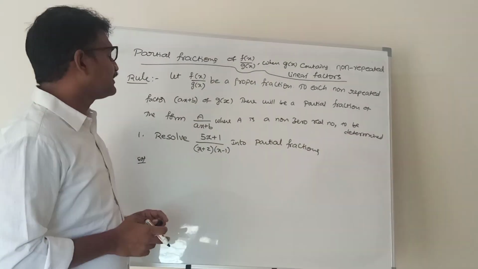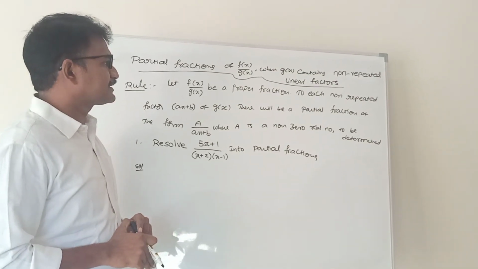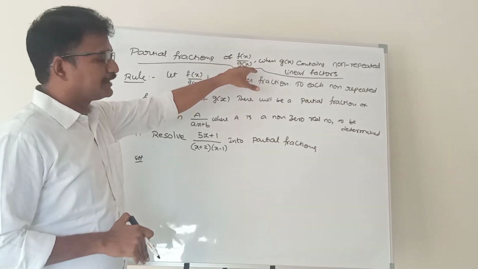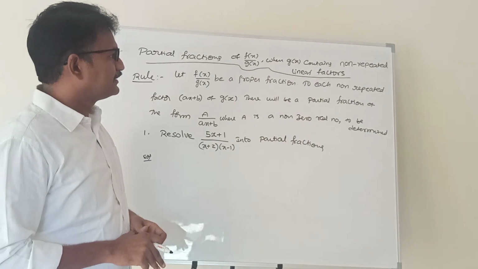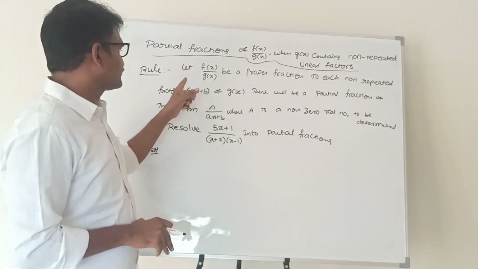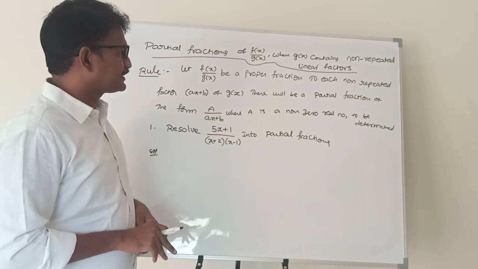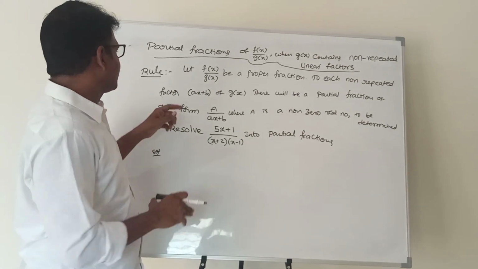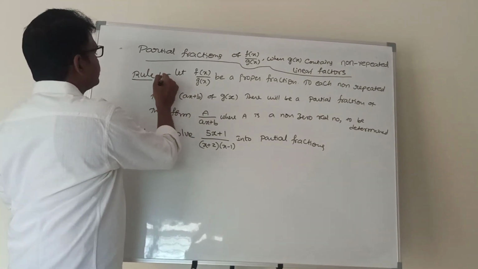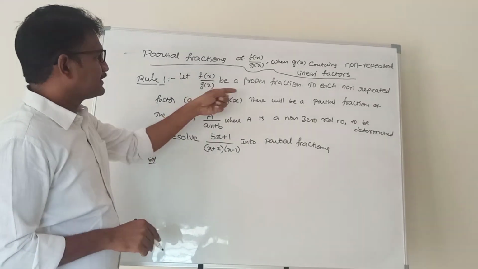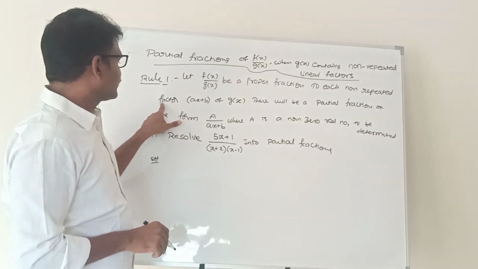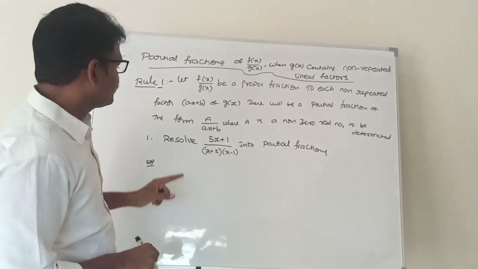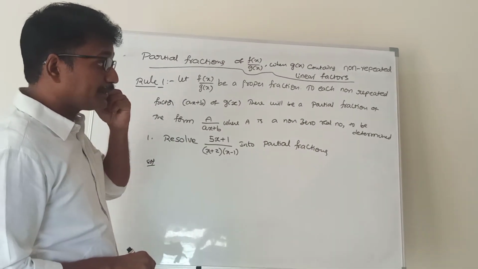Partial fractions of f of x by g of x when g of x contains non-repeated linear factors. Partial fractions of a rational fraction when g of x contains non-repeated linear factors. Let f of x by g of x be a proper fraction. There are some rules to find the partial fractions. Rule number 1: let f of x by g of x be a proper fraction. To each non-repeated factor ax plus b of g of x, there will be a partial fraction of the form A by ax plus b, where A is a non-zero real number to be determined.